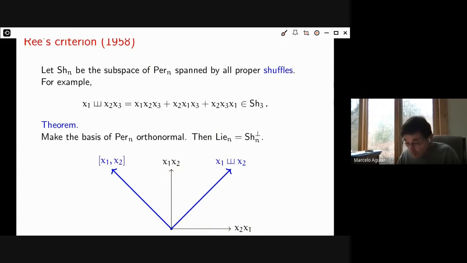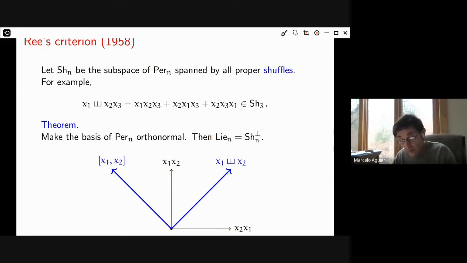And then if you compute the shuffle of x1 and x2, well, it's going to be the sum of these two. So the vector 1, 1. If you compute the bracketing, the Lie bracketing, commutator bracket, well, you get this one minus that one. So it is minus 1, 1. And when you draw those two vectors, you observe that they are perpendicular. Well, more generally, the claim is that if you do this for any n, what happens is that Lie_n is exactly the orthogonal complement of the space of shuffles.